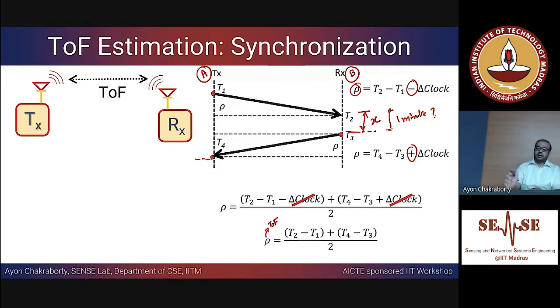So I am telling you that I am transmitting a packet at time t1. It is being received at t2. I am calculating range as t2 minus t1 minus delta clock. Absolutely clear, right? It's doing the same for t4 and t3: t4 minus t3 plus delta clock. I added them up. Delta clock gets cancelled, and I took an average. I divided by 2, and so I get a range.